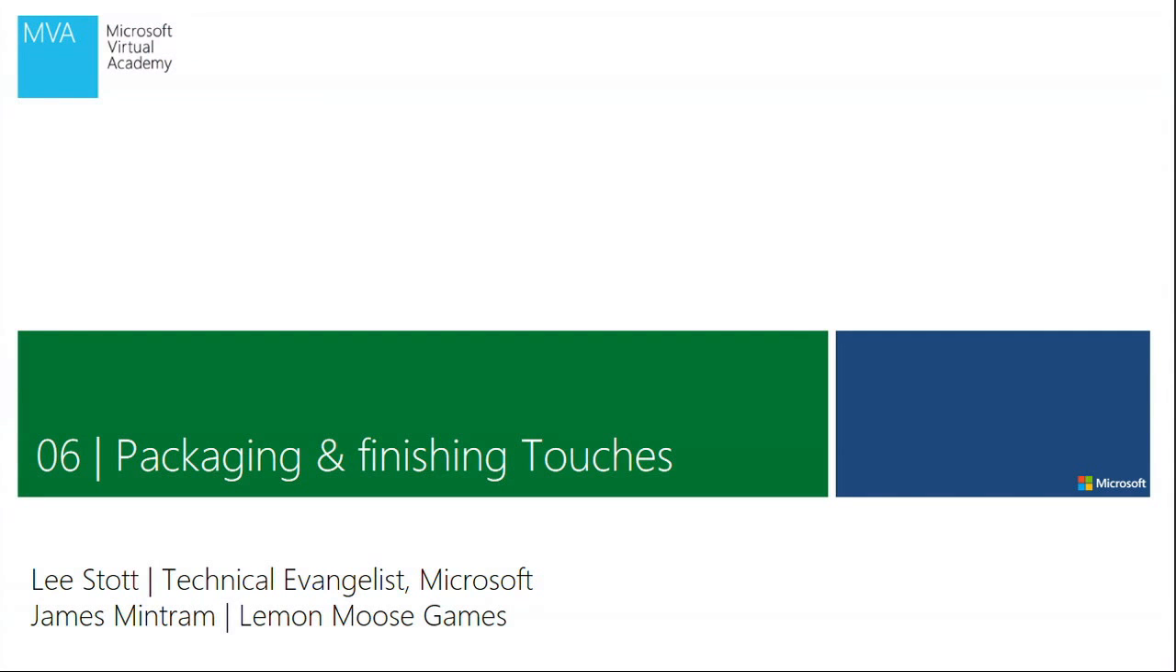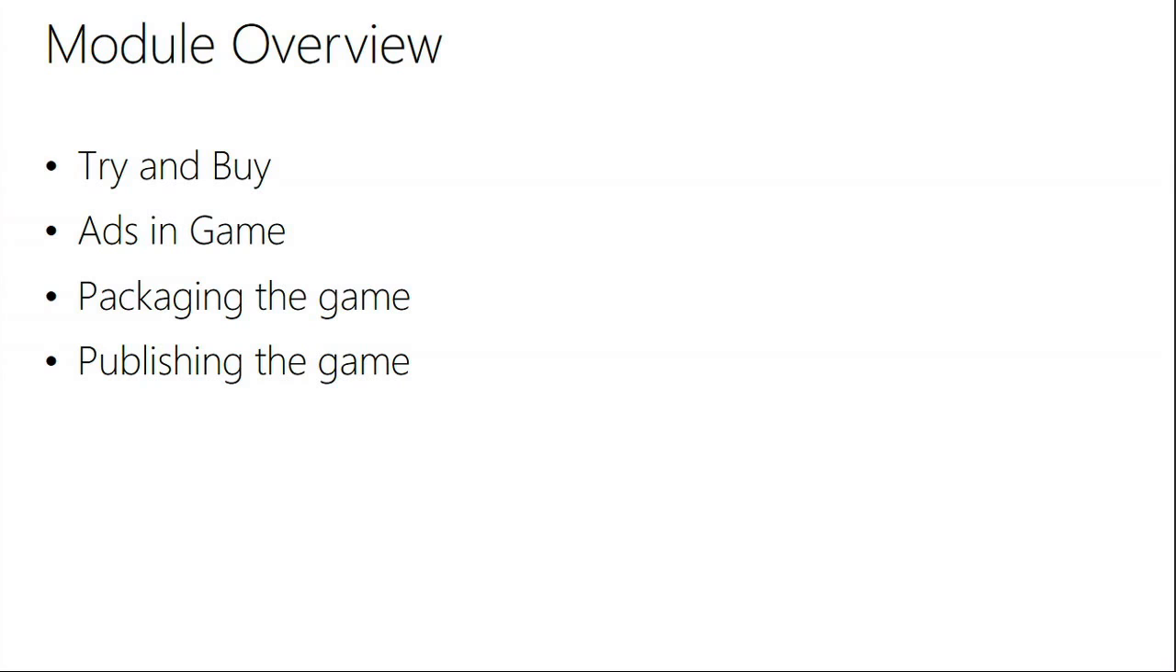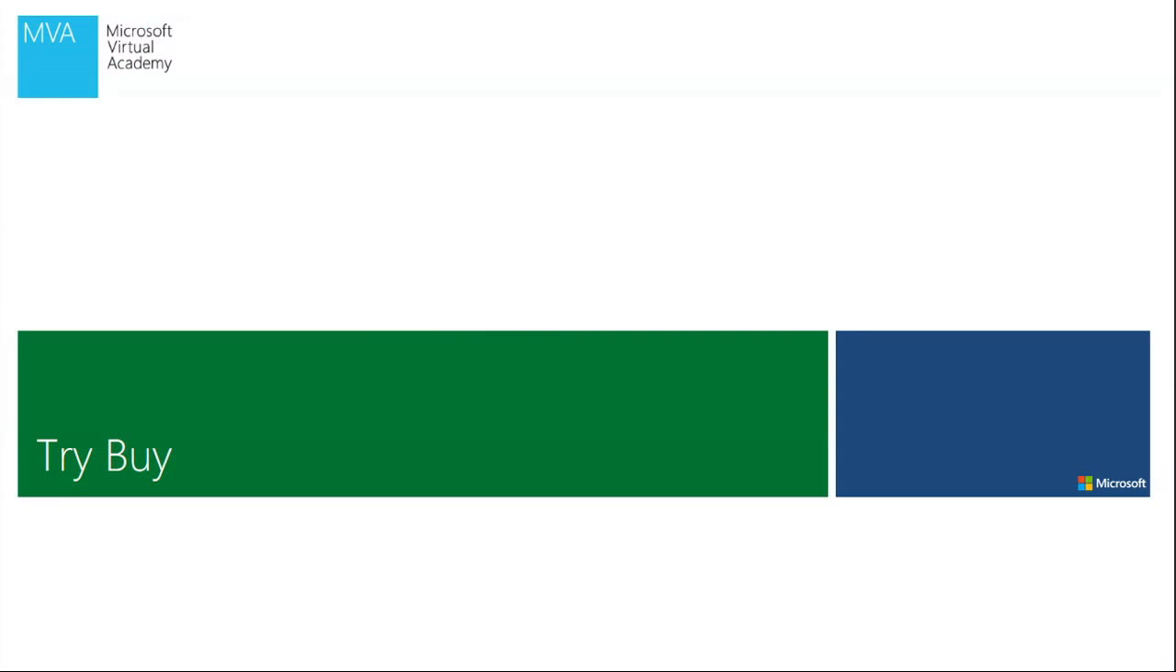So Module 6, packaging and finishing touches. What we're going to talk about today is try and buy, ads in games, packaging the game, and then really publishing the game to the Windows Phone store and Windows 8 stores. So try and buy is an important aspect of any game, isn't it, James?